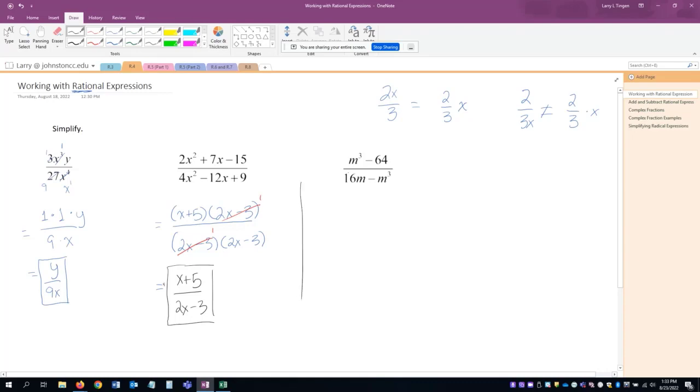The last one. Now, this one, the numerator, you may not see it immediately, but it is the difference of cubes. All right, and the difference of cubes is what? Sorry. Difference of perfect cubes. I cannot write with this. There we go.